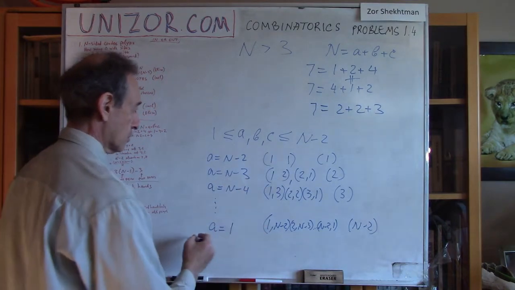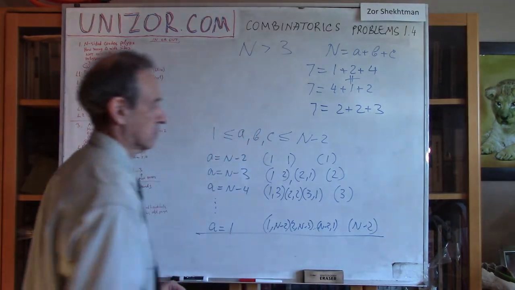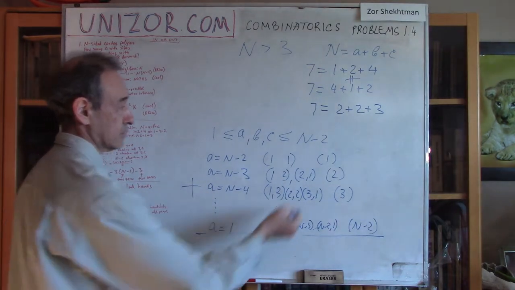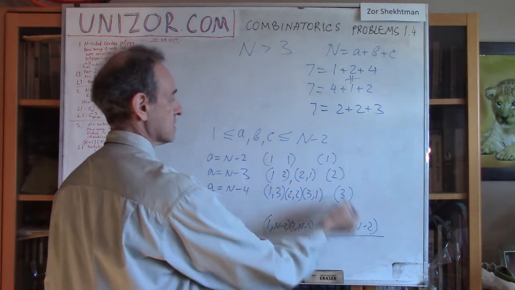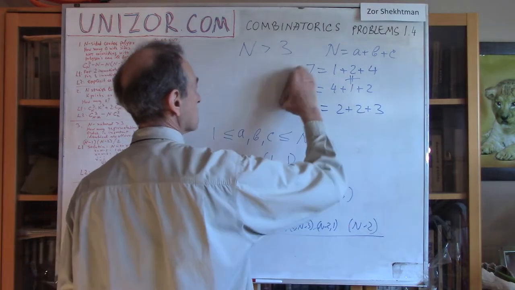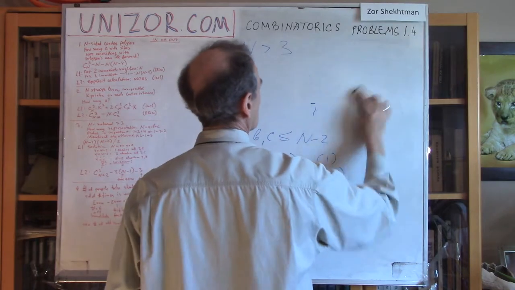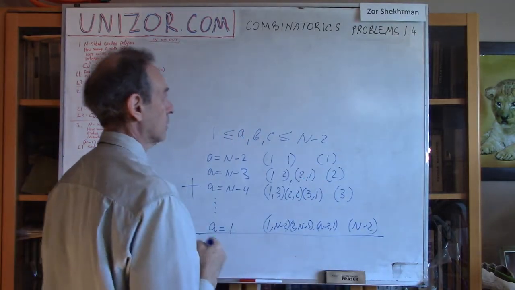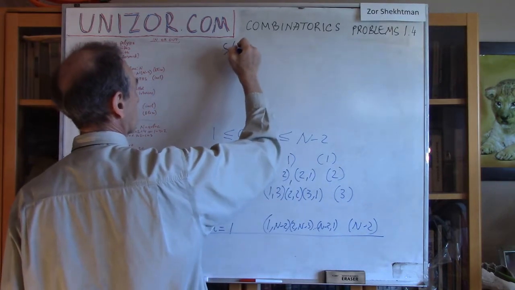So, to summarize, how many choices do I have? Well, I just have to sum these numbers. So it's the sum from 1 to n minus 2. Now, remember what it is? I don't. So I always do it this way.